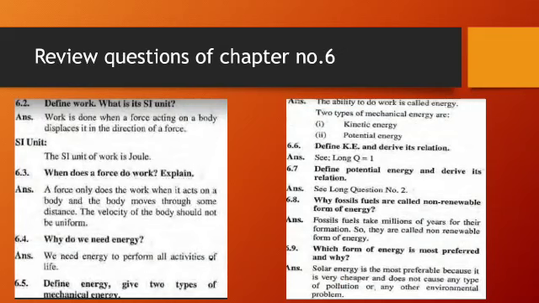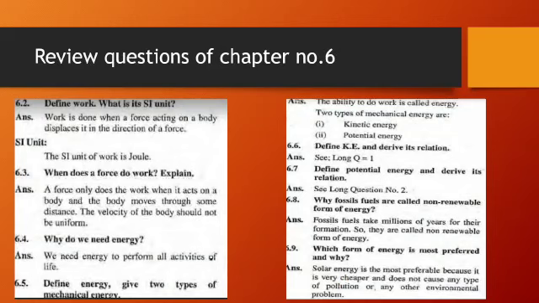Now I am going to start review questions of chapter number 6. Review questions of chapter number 6. The first question is: define work. What is its SI unit? Work is done when a force acting on a body displaces it in the direction of the force.